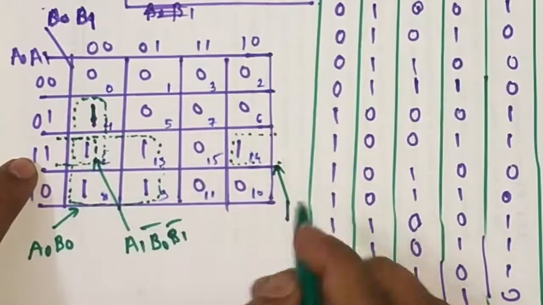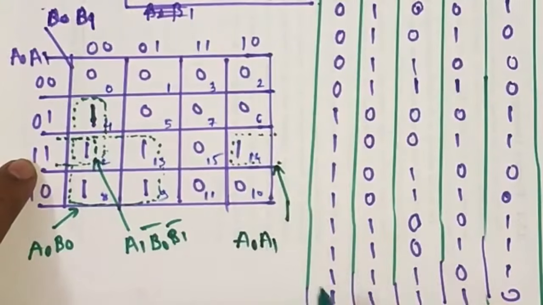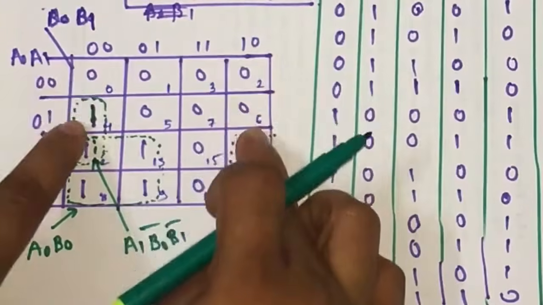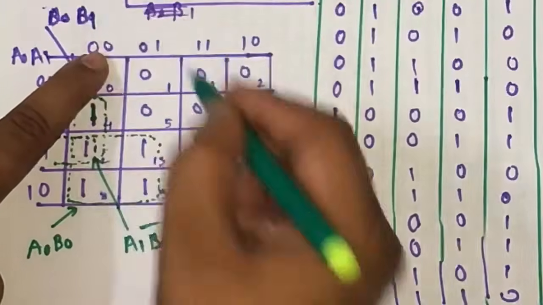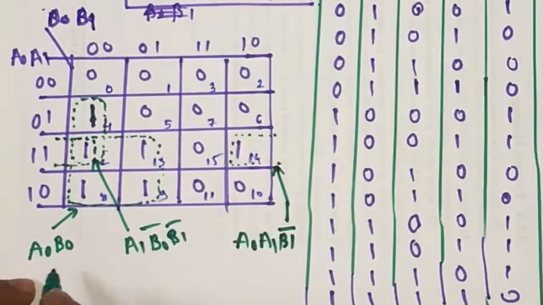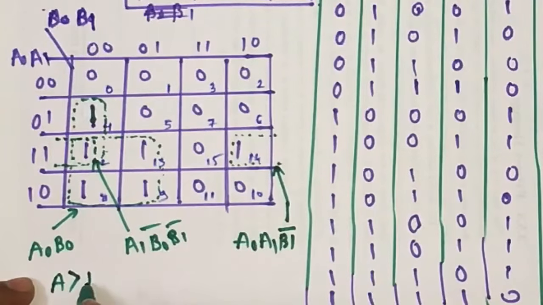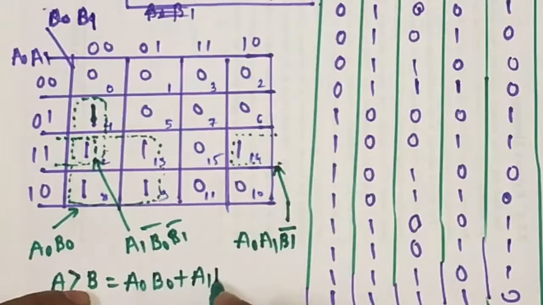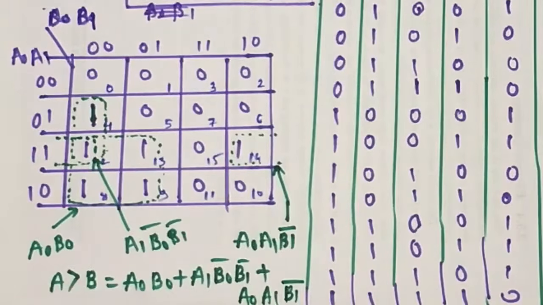The row value is 1 1, that is A0 A1, and the common between these two columns, that is 0 is common. 0 means it is the value of B1 bar. And the final equation for A greater than B is the addition of these three: A0 B0 plus A1 B0 bar B1 bar plus the last term, that is A0 A1 B1 bar.